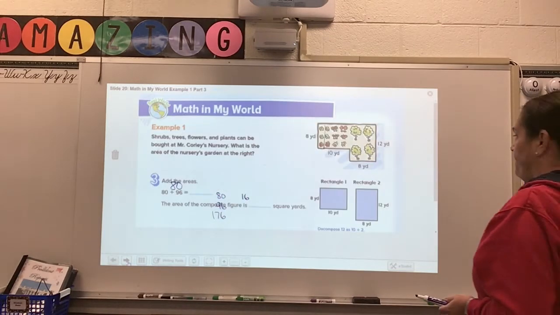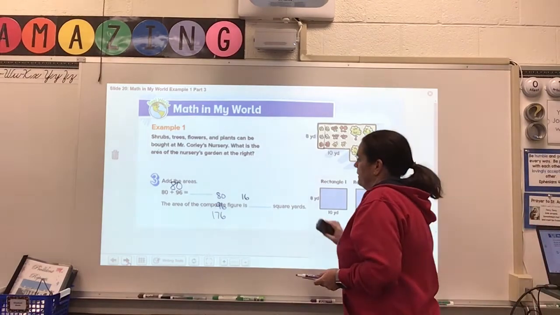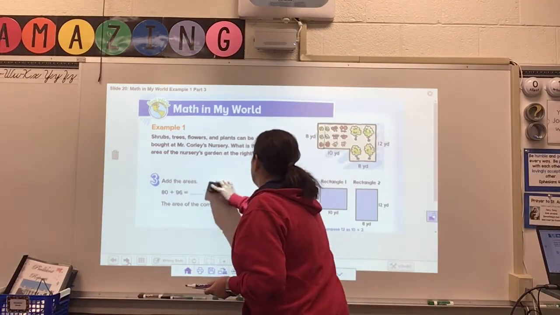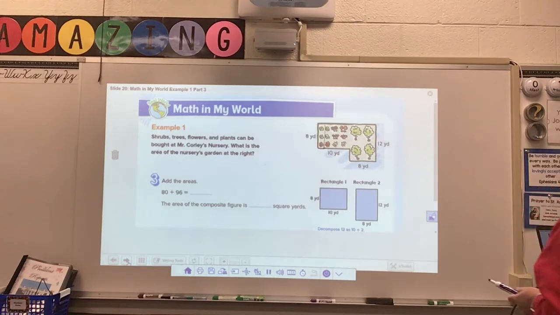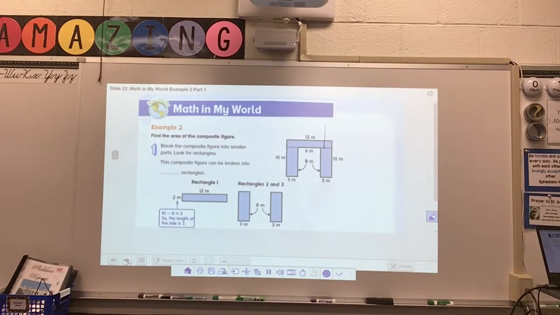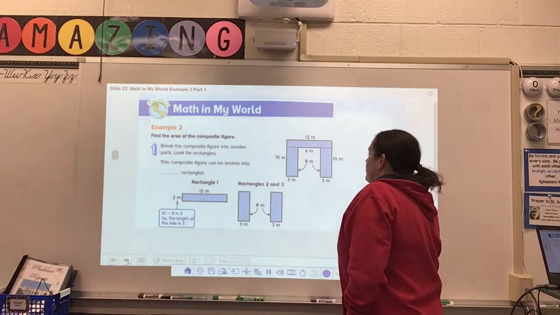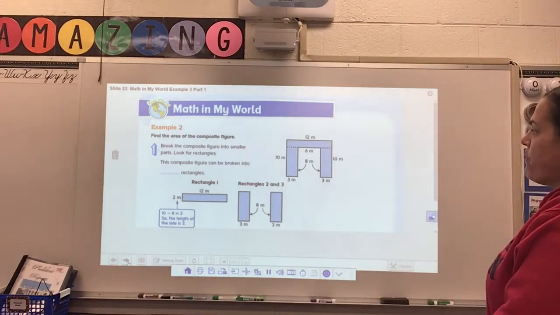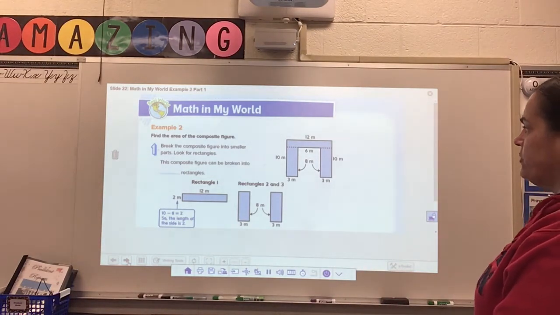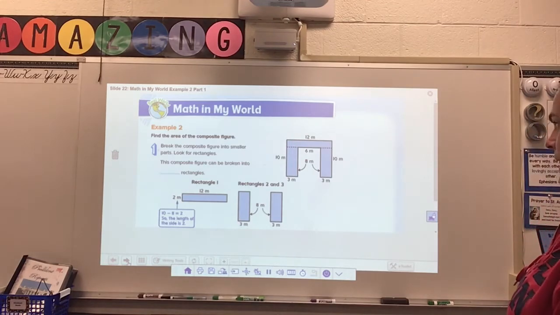All right. Let's take a look at the second example. In the second example, we can look at this in a couple of different ways. Erase this little line, okay? So we are going to break the composite figure up into smaller parts by looking for rectangles.